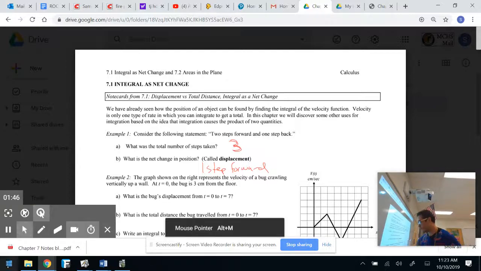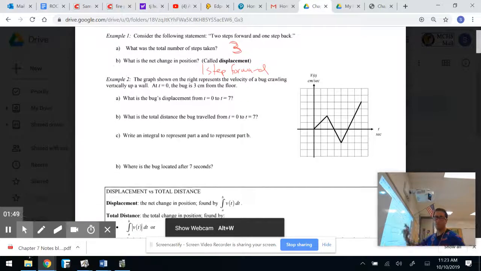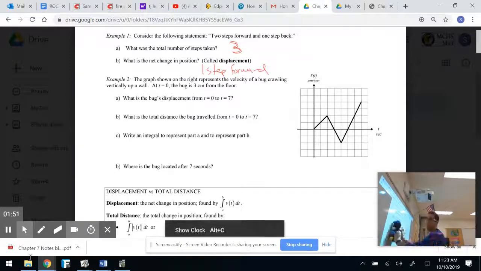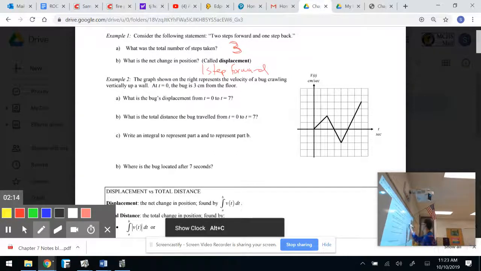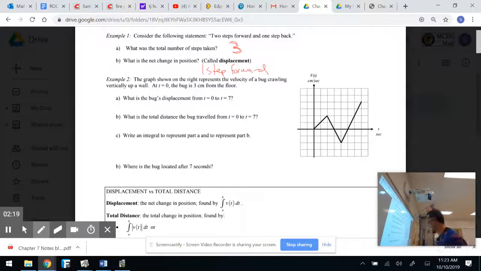Example 2. We got a little bug crawling up a wall. At time equals 0, the bug is 3 centimeters from the floor. So when he starts, the little dude is already going, right? What is the bug's displacement from t equals 0 to t equals 7? Something important to note is that this is the velocity graph, right, class? It's always important to know that. Now, what's the relationship between velocity and position?